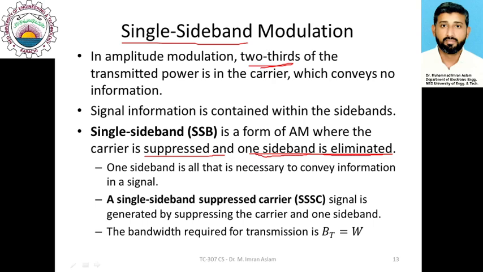Either we transmit the upper sideband or the lower sideband, it does not make any difference, because in both cases the information transmitted is the same. So if we transmit only one sideband, we can not only save the power but also save the transmission bandwidth, because now we would not need the bandwidth to transmit the other sideband. So the bandwidth requirement for single sideband transmission becomes equal to the bandwidth of the message signal. BT would be equal to W.